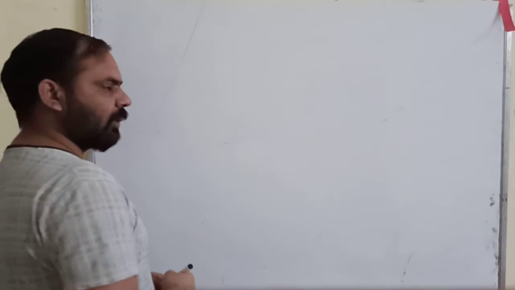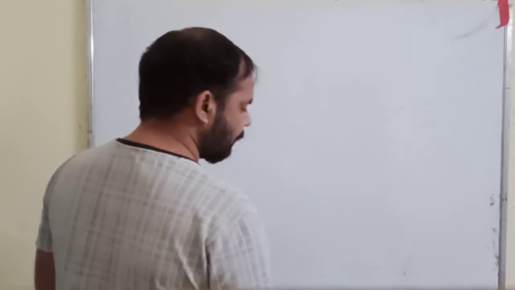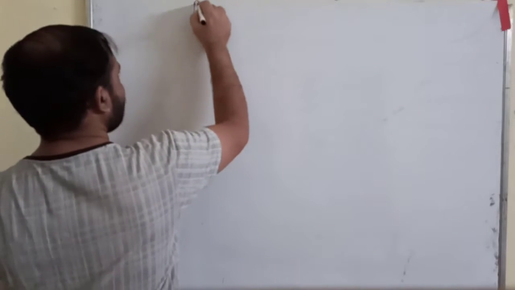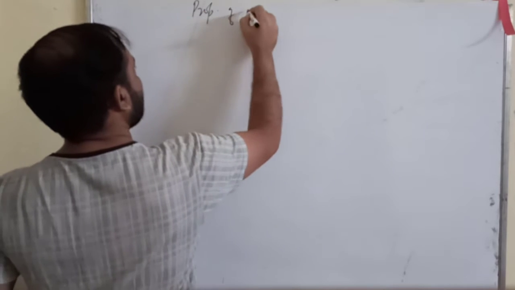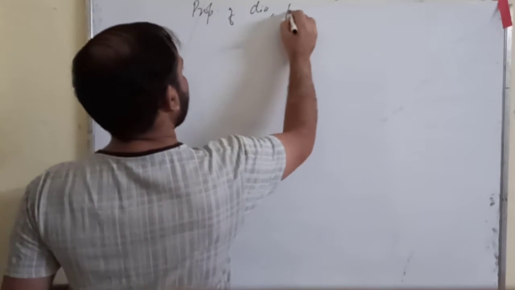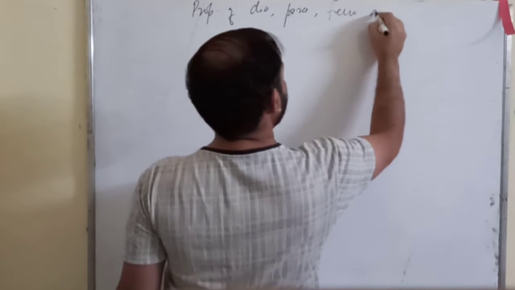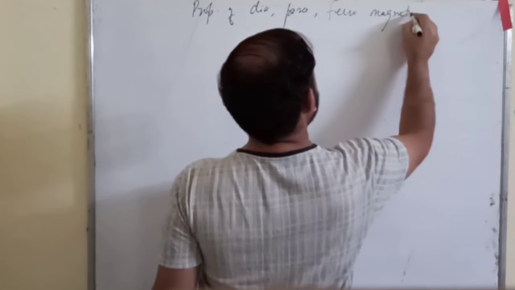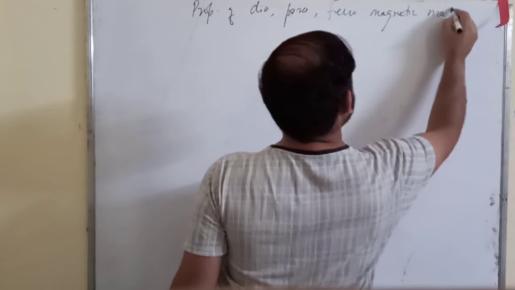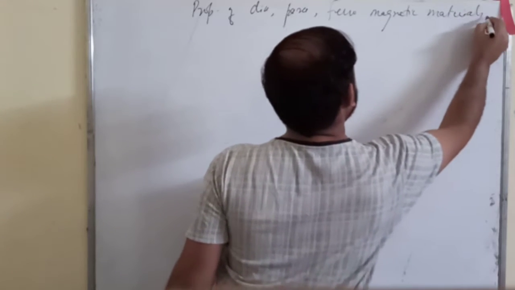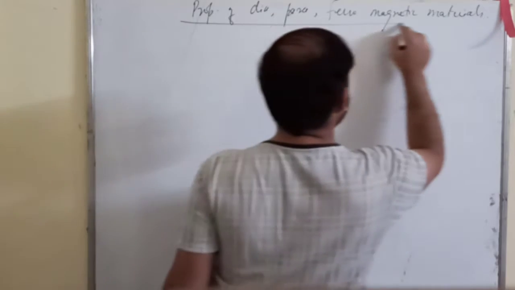The name of the chapter is magnetism. And today we will compare the properties of diamagnetic, paramagnetic, and ferromagnetic materials. We will compare their properties.